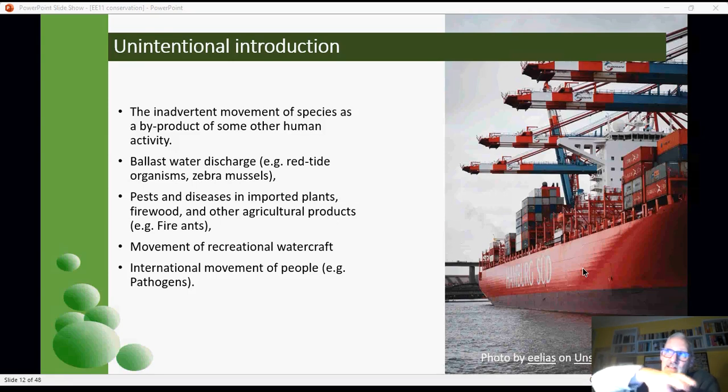But then, when they get to the destination and they're unloading, they release this water. And so what you have is water from one part of the world being discharged in another part of the world, but of course this is seawater, and seawater is full of living things, including things like the zebra mussel larvae, which are a type of seashell, and red tide. These are algae, the various life stages of algae. This is something which quite often happens.